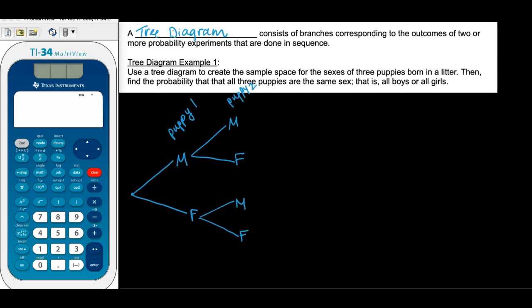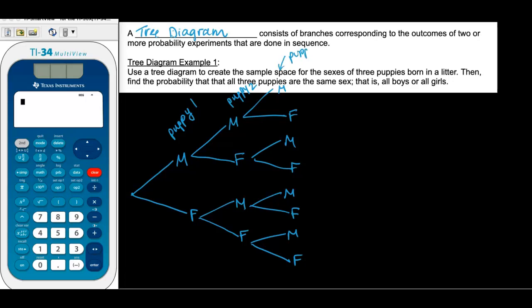And then for my third puppy, I'm going to come off of each of these branches and put 2 more. So male, female, male, female, male, female, male, female. And so this third layer here, this is puppy 3. Okay, and so I can use this to write out the sample space. And the way that you do that is you start at the beginning. So you start where this dot is here and you go through all the different scenarios.